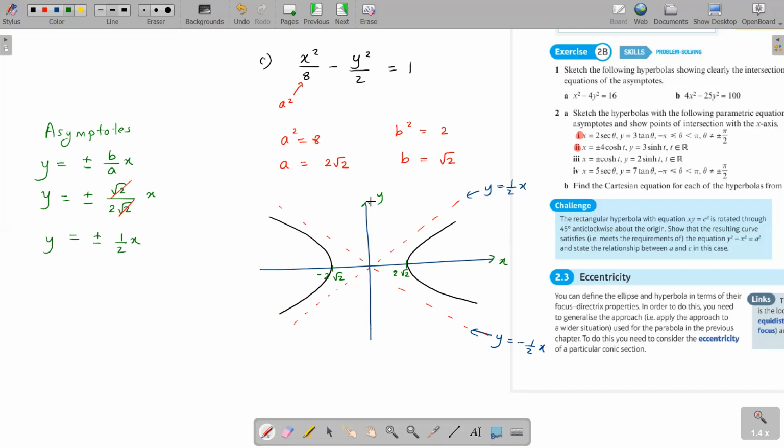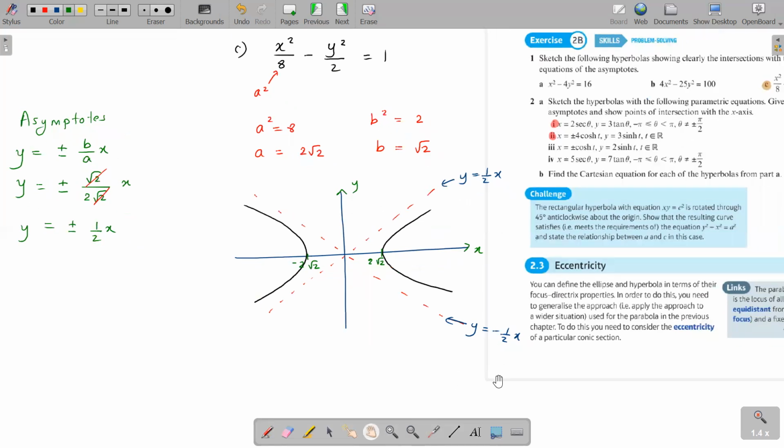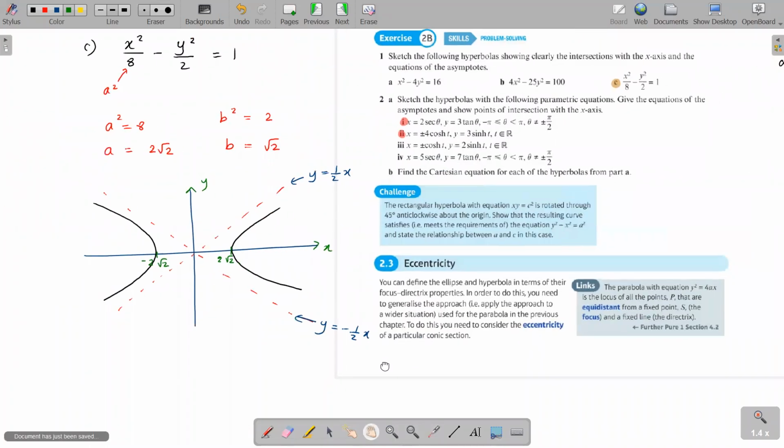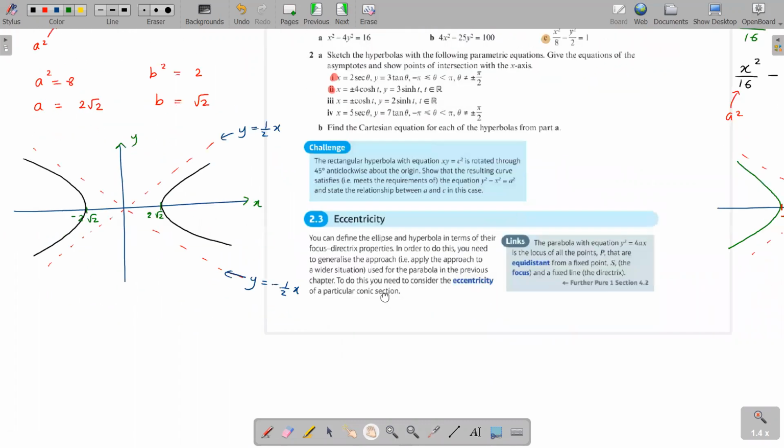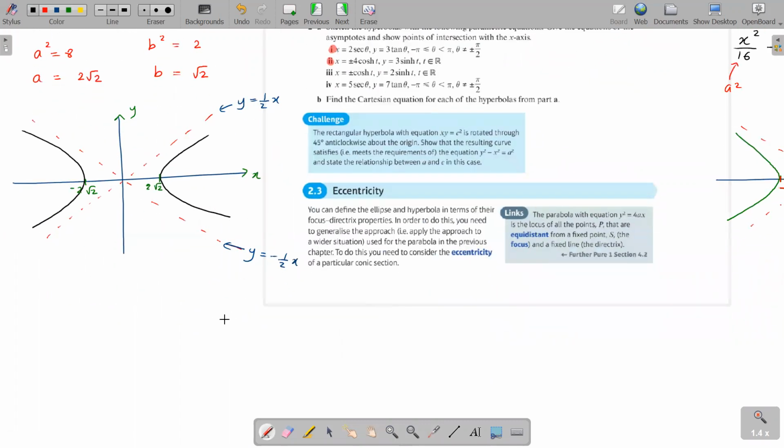And are they asking for the asymptotes? So we have written the asymptotes as equations. Okay, so then let's go for the next one, question number 2. In question number 2 also they wanted us to sketch the hyperbola with the following parametric equations, give the equations of the asymptotes and show the points of intersection with the x-axis. So in question number 2 part A, I have given you the parametric equations, the format, right?